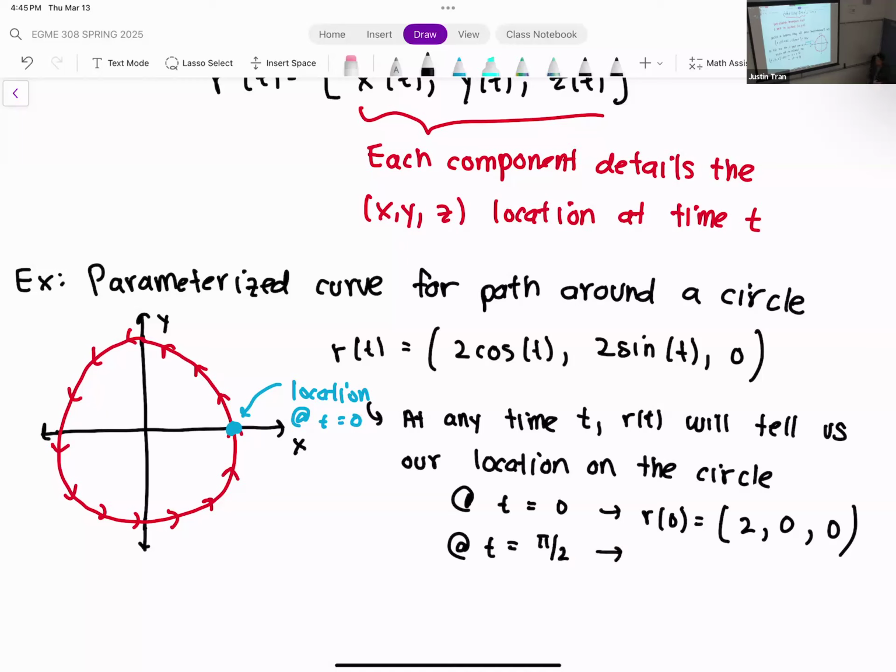Okay. So our time has kind of advanced forward a little bit. So we've gone up to time is equal to, what is that? That's 1.57 something, whatever pi over 2 is. Okay. So if we evaluate our parametrized curve here, so we have r(pi over 2), right? Let's evaluate each of the components at that time. So first we have 2 times cosine of t. So cosine of pi over 2, cosine of pi over 2 is 0.